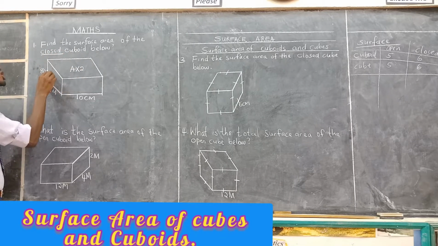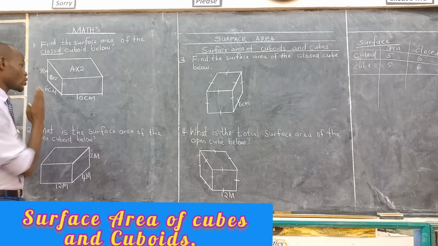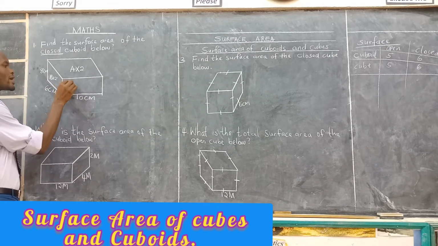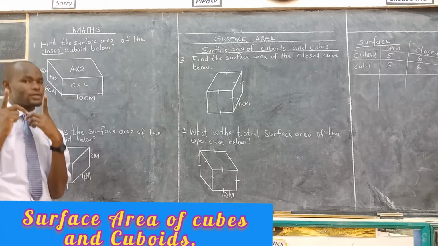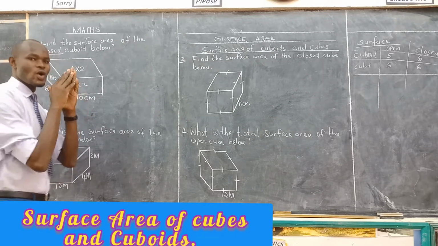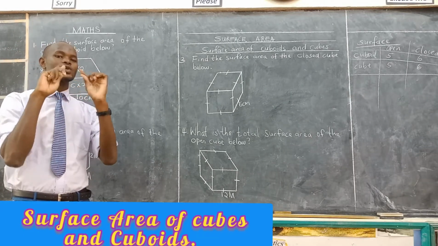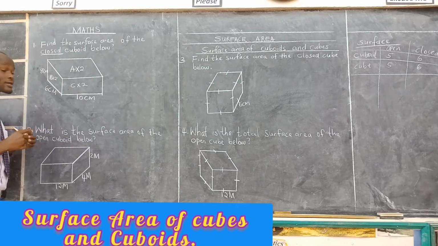Then you get the area of this rectangle, which is B. You multiply by 2 because of the other side. You get the total area of those two rectangles. Then we have C. You get the area of C, then you multiply by 2 because we have this rectangle and the other rectangle on the other side. After getting those areas, you add. You get the total surface area of all those rectangles.